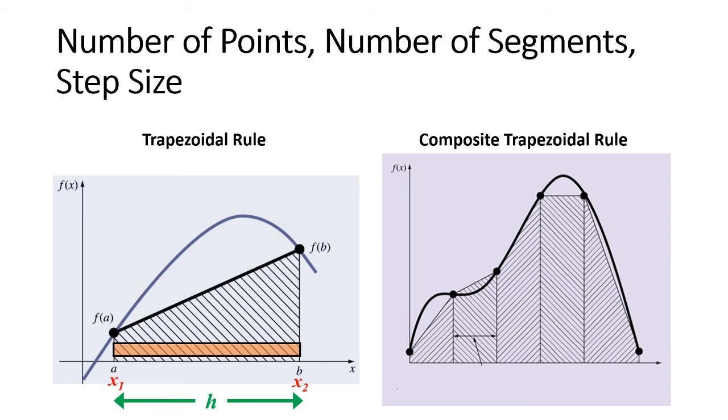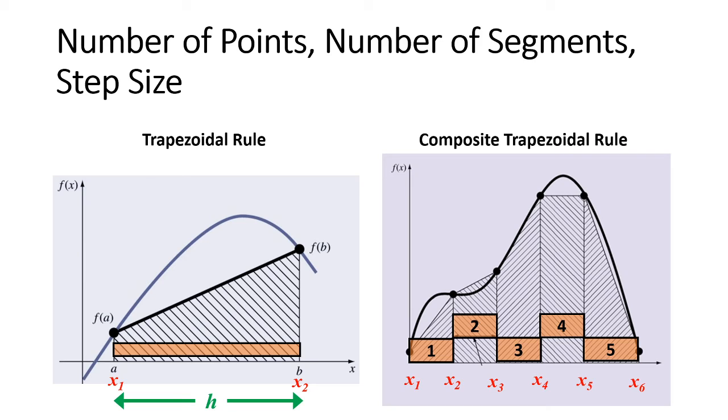Let's look at composite trapezoidal rule to identify how the pattern of these parameters changes. In this example, we apply composite trapezoidal rule with 6 points. So we have x1, x2, x3, x4, x5, and x6. If we have 6 points, that means we will have 1 segment, 2 segments, 3 segments, 4 segments, and 5 segments. Okay, there is a small distortion in this diagram. We need to assume that all 5 segments are of equal width. Then only we can apply composite trapezoidal rule.